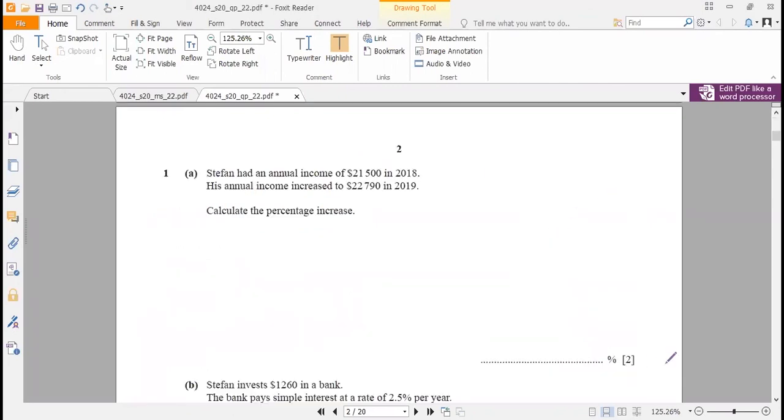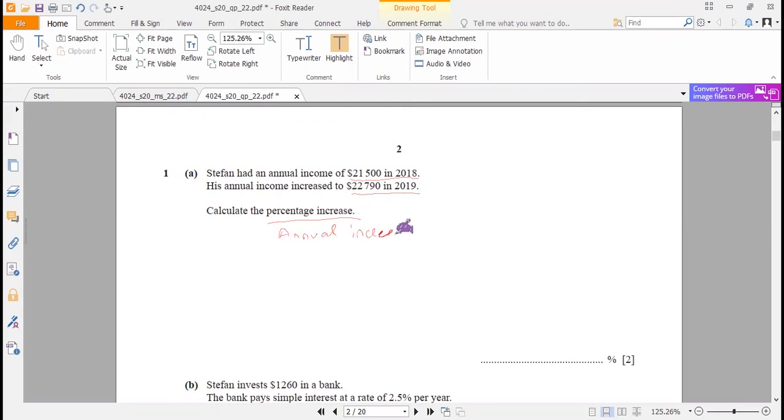In this question, Steven had an annual income of 21,500 in 2018, while his annual income increased to 22,790 in 2019. We have to calculate the percentage increase. It means that we have to find the percentage of the increment, right? So firstly, we have to find the annual increase.